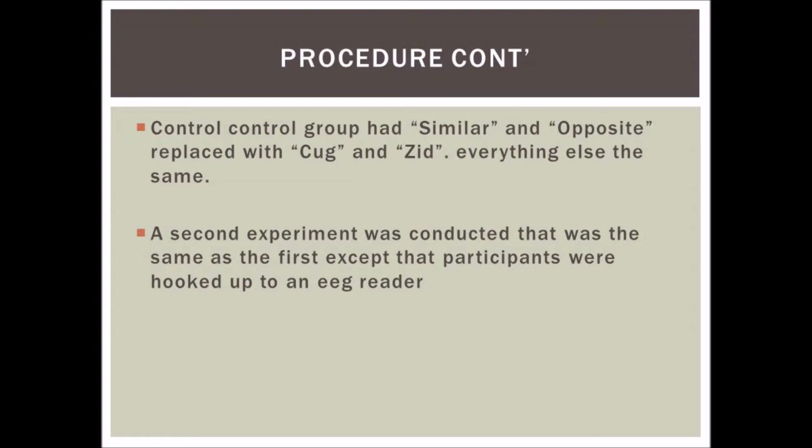A control group was also run. The control group had the words similar and opposite replaced with the words cug and zid. Besides these changes, everything else was the same for this control group. A second study was conducted in the same manner as the first study, with a new group of participants, except that the participants were hooked up to an EEG reader.